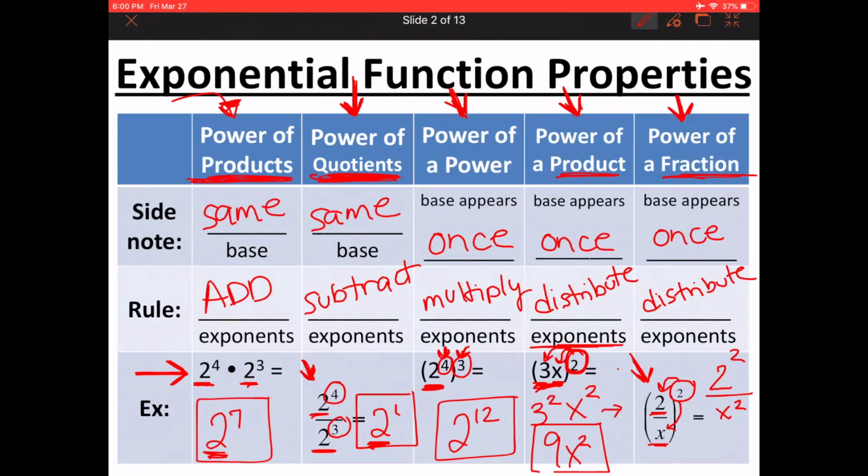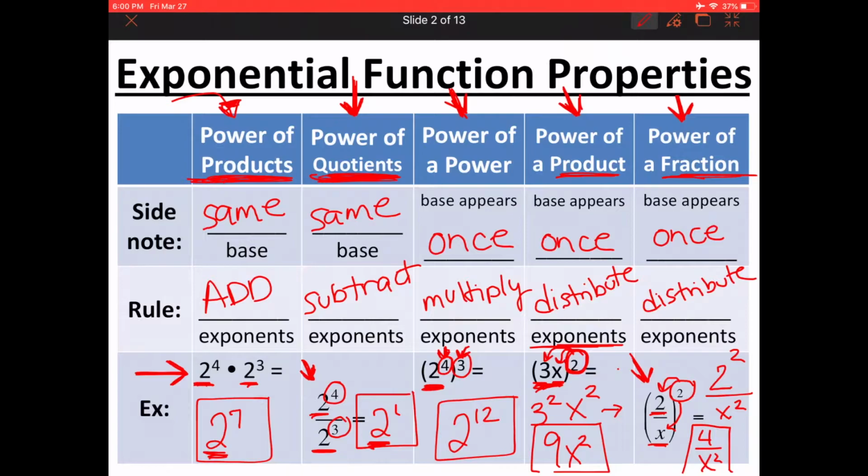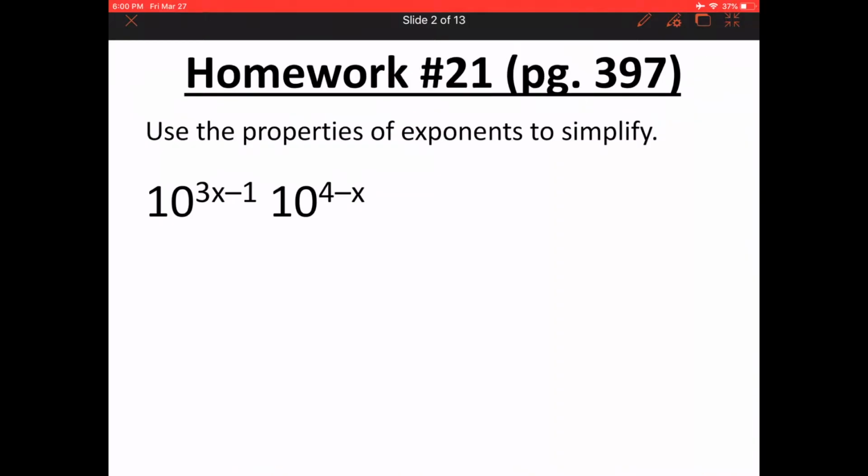When I simplify that, 2 squared gives me 4. X squared stays x squared. So my final answer for this last example would be 4 over x squared. And so here are my 5 exponential function properties that we're going to be using throughout this lesson.